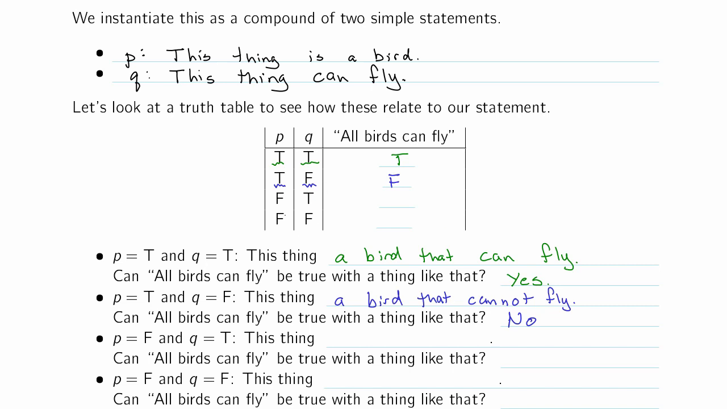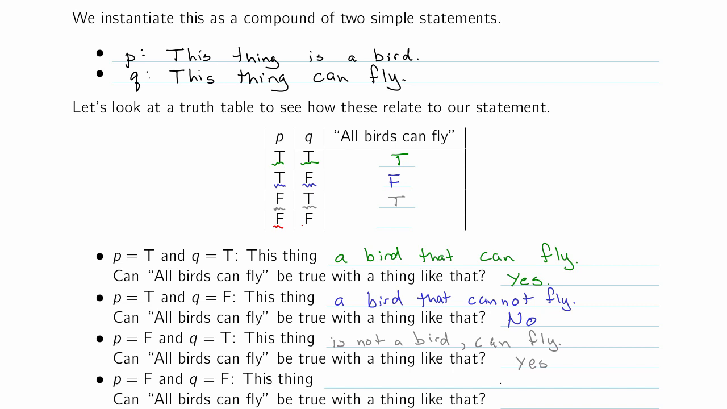What if P is false and Q is true? Well then, P is false means that I'm not looking at a bird. Q is true means that it can fly. Maybe it's an airplane or a butterfly or something. So this thing is not a bird, but it can fly. Well, that doesn't say anything at all about all birds can fly. That can still be true. I can have all sorts of non-birds that can fly, and all birds can fly is still true.